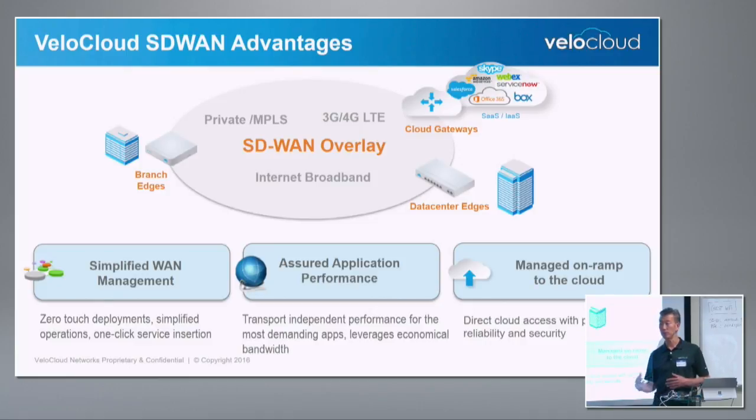The second key thing is a big focus on assuring application performance. Not only do we want to use multiple links, but we really want to make sure the apps work no matter what link we use, and we'll cover this later, even if we use only a broadband link. So it gives you the flexibility of using any link, while achieving the goal of assuring app performance, even for your most demanding applications.